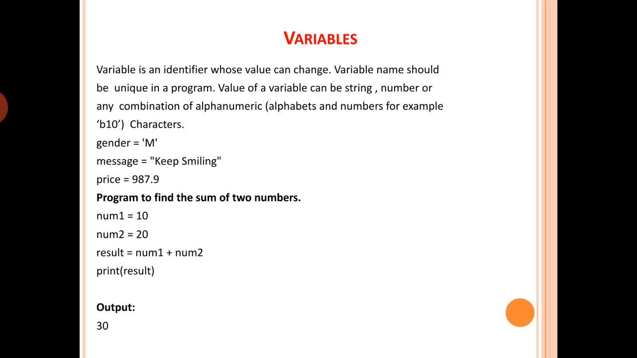Now, this is the program to find the sum of two numbers. Here, num1 is equal to 10, so 10 is the value stored in the variable num1. num2 is equal to 20, so 20 is another value stored in the variable num2. Now result is equal to num1 plus num2. Here the values of num1 and num2 will be added and stored in the variable result. Now print result will print the output on the screen.